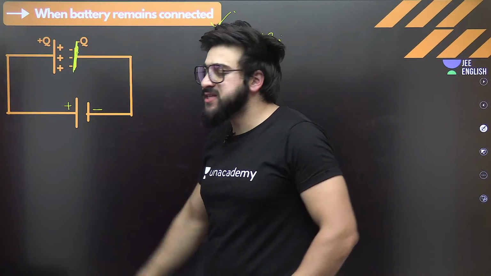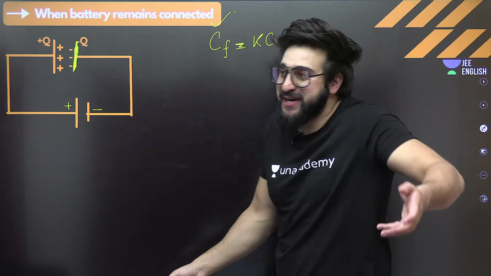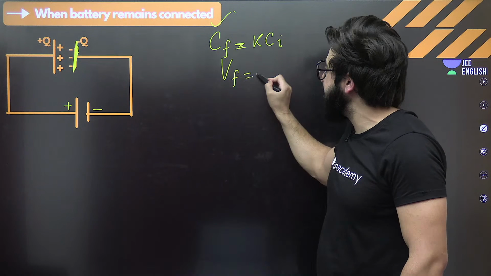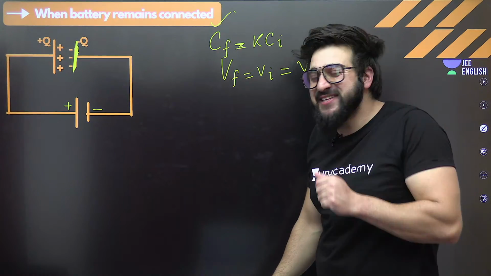Okay. Now, so this came out to be the capacitance. Now you will say, sir, what happens with the potential? Potential remains same because battery is connected. So can I say potential remains same? V final is equal to V initial is equal to V only. So potential remains same. What happens with the charge?